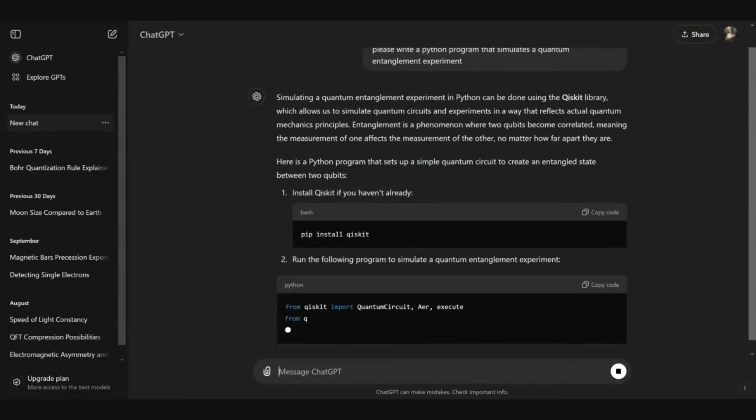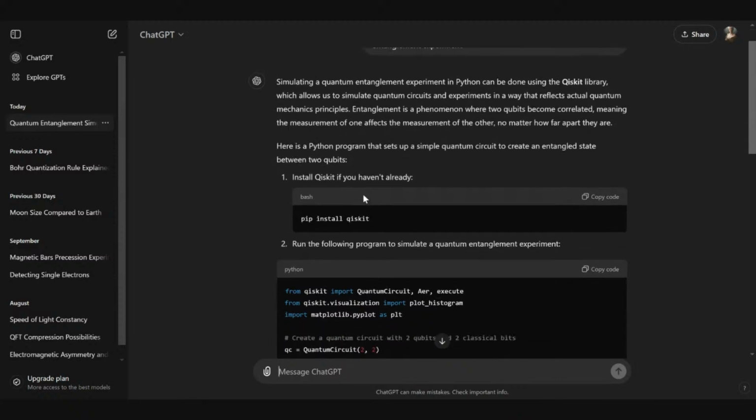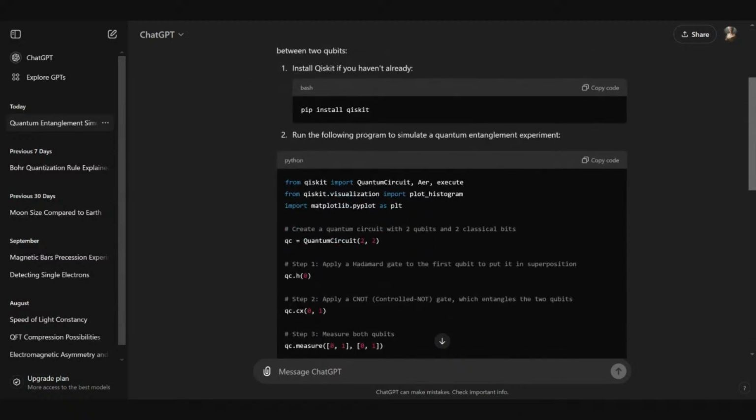Simulating a quantum entanglement experiment in Python can be done using the Qiskit library, which allows us to simulate quantum circuits and experiments in a way that reflects actual quantum mechanics principles. Entanglement is a phenomenon where two qubits become correlated, meaning the measurement of one affects the measurement of the other, no matter how far apart they are. Here is a Python program. Install whatever. Run the following program to simulate a quantum entanglement experiment.